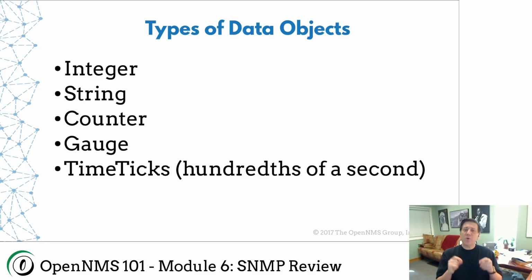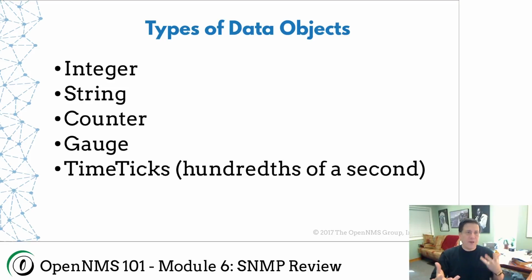Now, there's a special counter called time ticks. And time ticks is the number of hundredths of a second. So if I turn on something, 1 second later, its uptime in time ticks would be 100. 2 seconds later, it'd be 200, etc. So we end up getting hundredths of a second. It's just a special way of representing time within Linux and then also within SNMP.